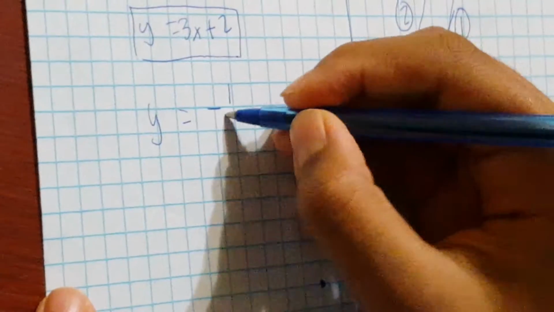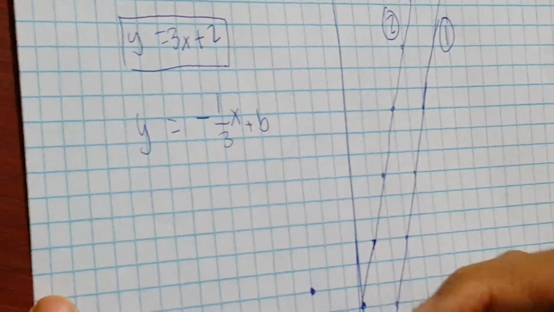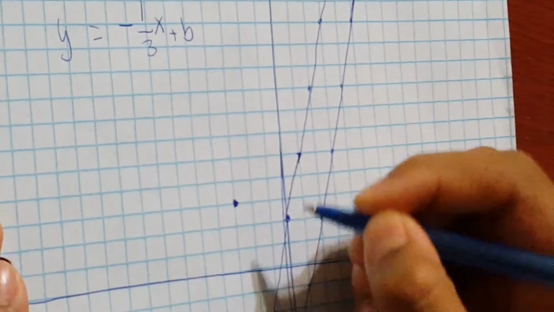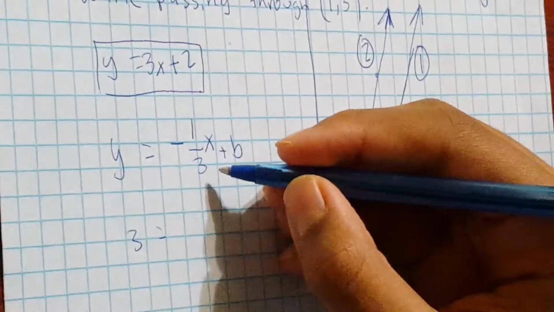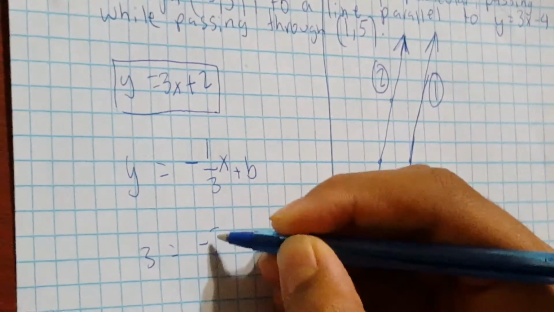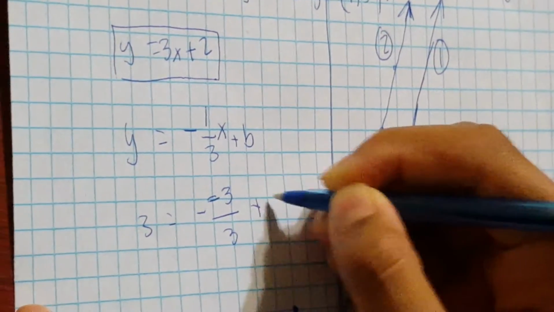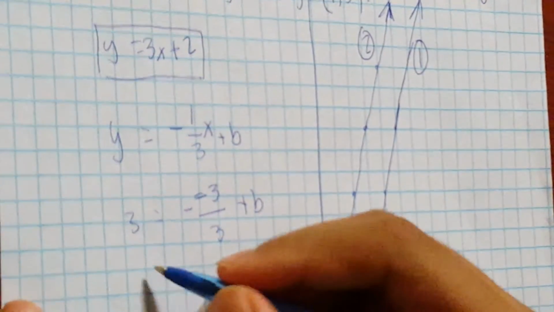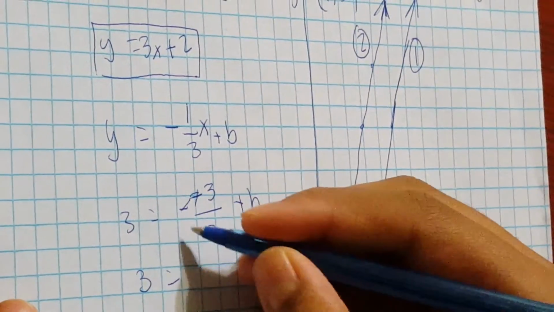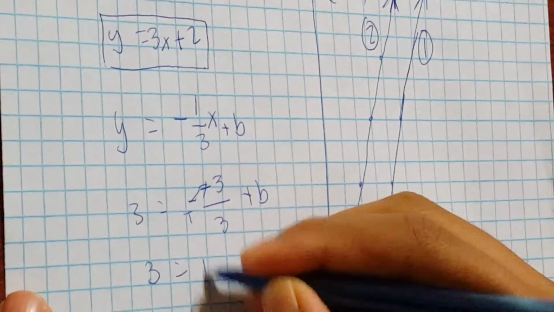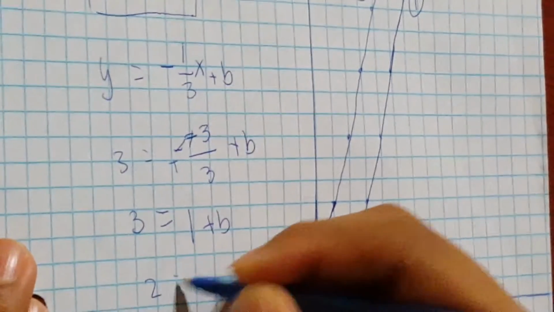-1/3 x plus b, and we don't know what b is yet. But we do know a point that it has. So we can substitute in the values. 3 is y, equals -3 as an x, so negative 1/3 times -3, plus b. Okay, and then we get 3 is equal to, those two become a positive, so 1 plus b, so that becomes 2 is equal to b.